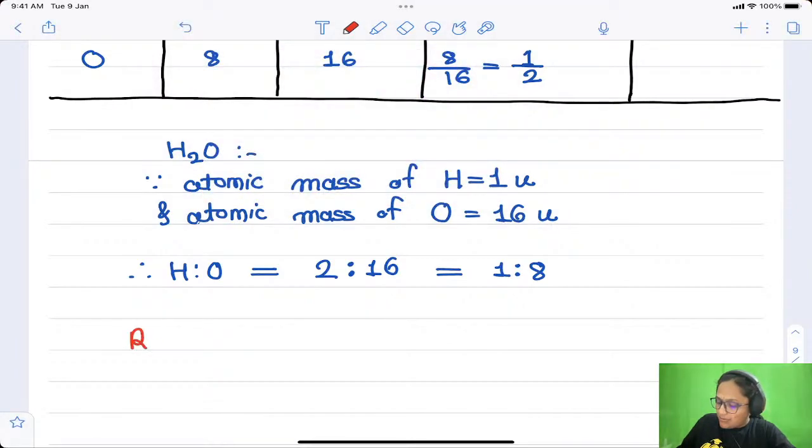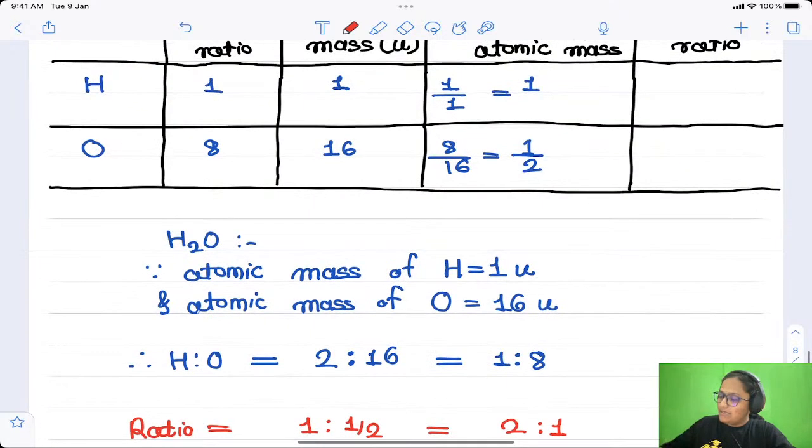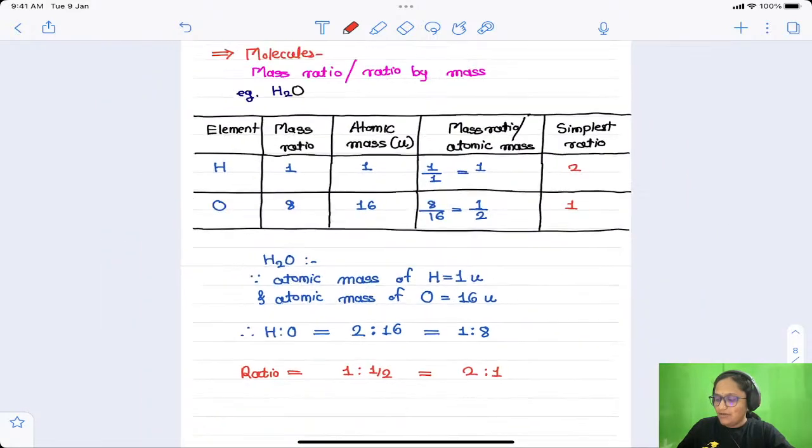The new ratio obtained is 1 : 1 by 2. So what I will do is multiply both sides by 2, so it will be 2 : 1, right? So what is the simplest ratio for water? It is 2 : 1, and therefore the formula is H2O. This is how we have calculated the ratio of the number of atoms for water. It is equal to 2 : 1.